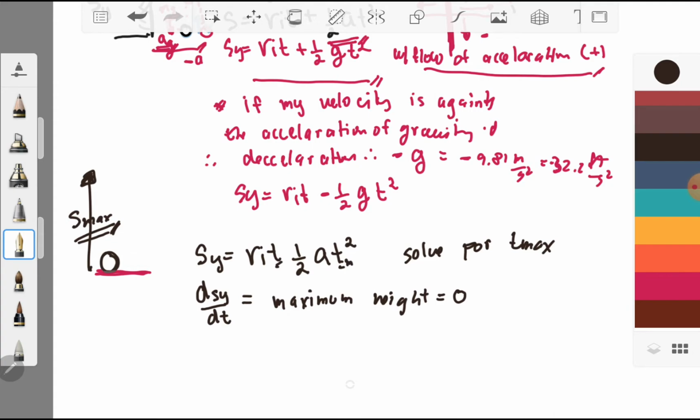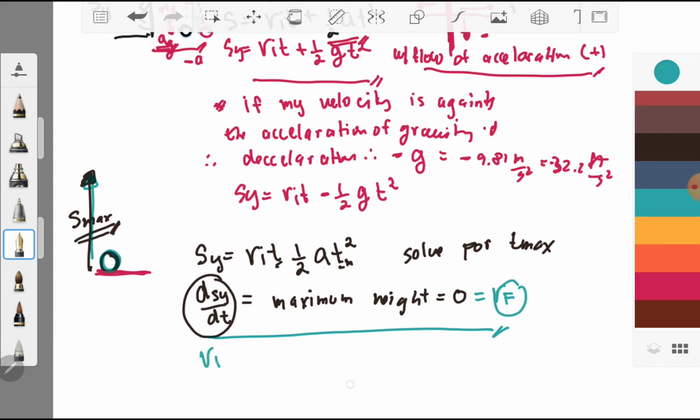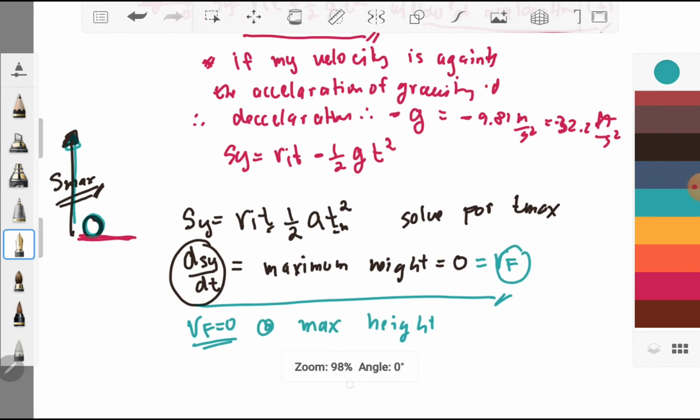Okay? So, maximum height is 0. So, setting this ds over dt equals 0. So, mapapansin mo, in this equation, you are validating that your VF at free fall is equal to 0 when you are throwing the ball upward. Okay? So, therefore, VF is always equal to 0 at max height. This is our first assumption. VF is always 0 at our max height.